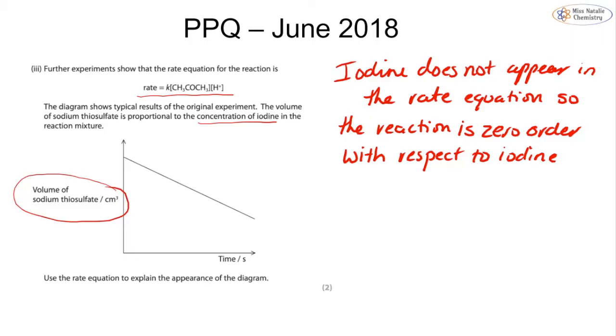the diagram, and this shows that the rate is constant in the diagram. So because the iodine is zero order and it doesn't affect the reaction, it therefore does not affect the rate. Okay, so our rate is constant in this diagram.